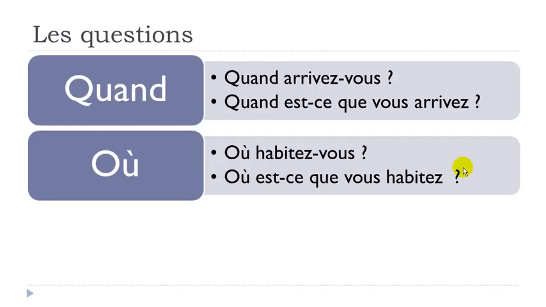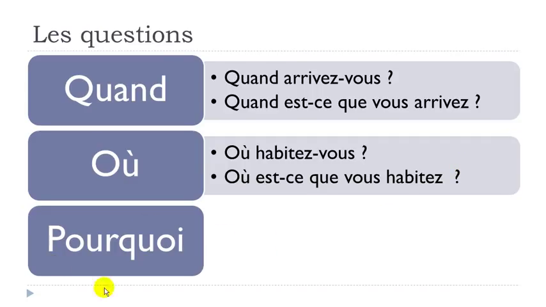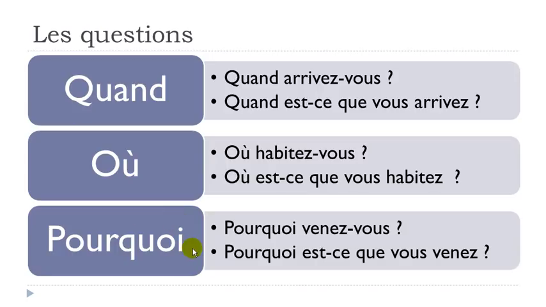All right. Next. Pourquoi? Pourquoi is really useful because it's why. Okay, so remember, quand, when, où, where, pourquoi, why. Same thing here. Okay, pourquoi? You should change the order. So first the verb and then the subject. That's the correct or formal or classic way of asking a question.